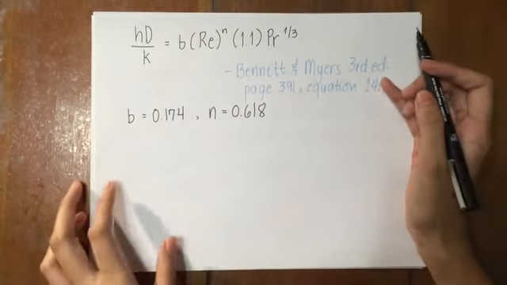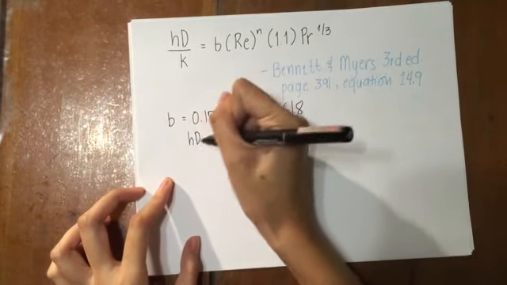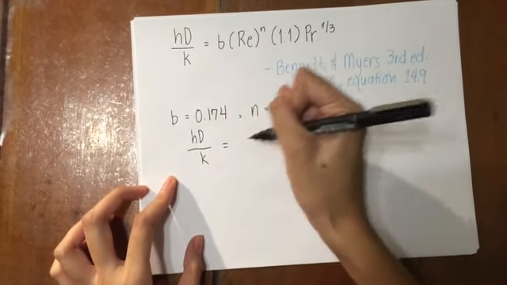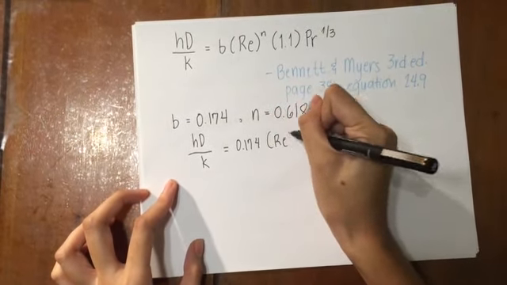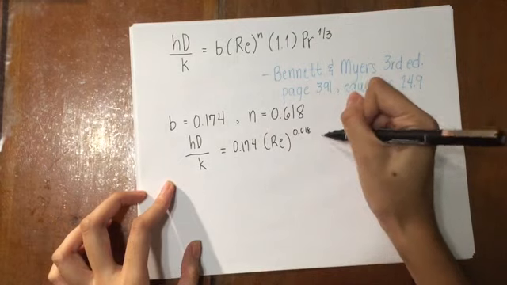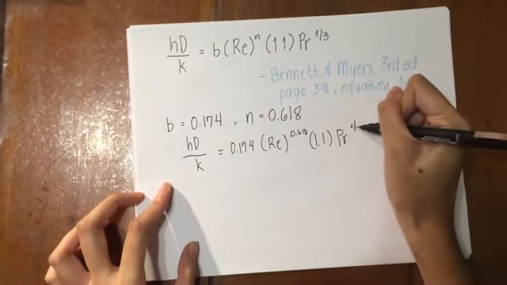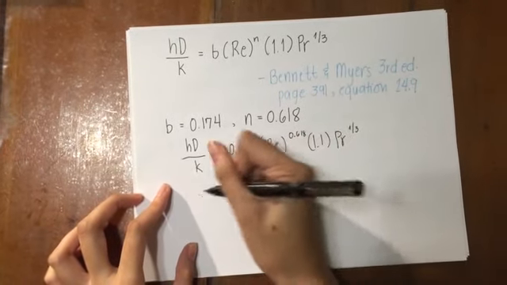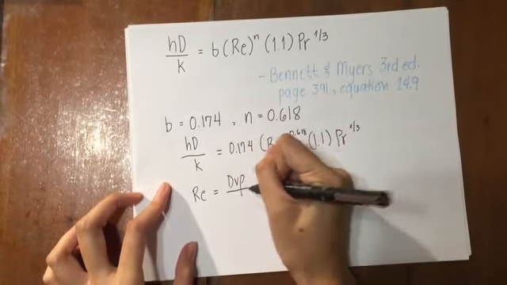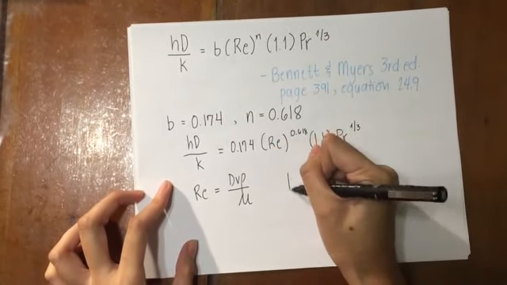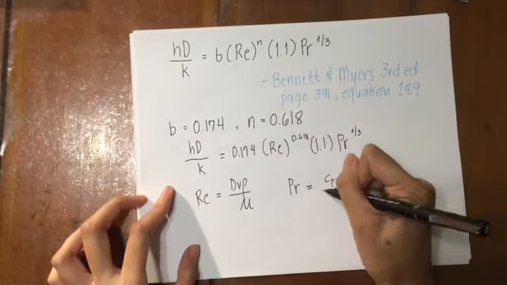From the Reynolds number and the Prandtl number, the correction factors B and N will be 0.174 and 0.618 respectively. So this formula will be hd over k is equal to 0.174 times Re raised to 0.618 times 1.1 times the Prandtl number raised to 1/3, where the Reynolds number will be solved from dV rho over viscosity, and the Prandtl number will be Cp times viscosity over k.